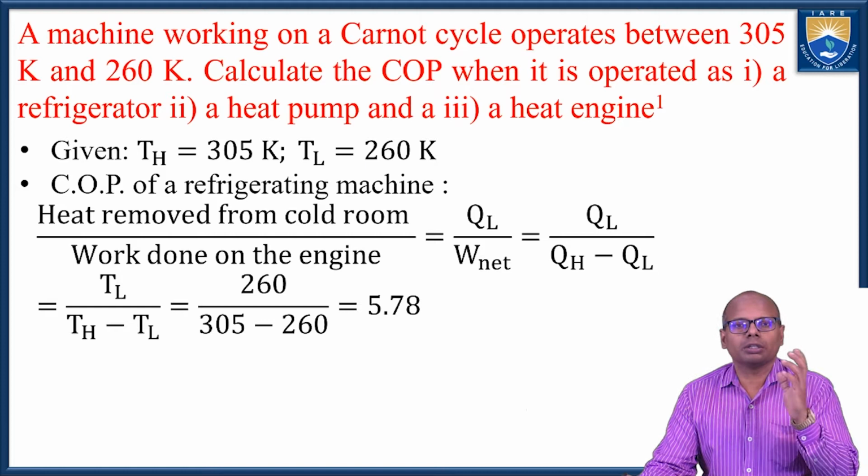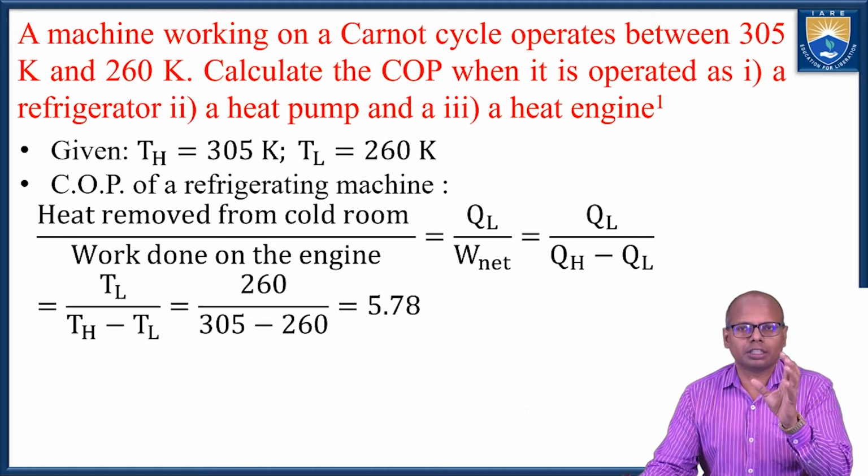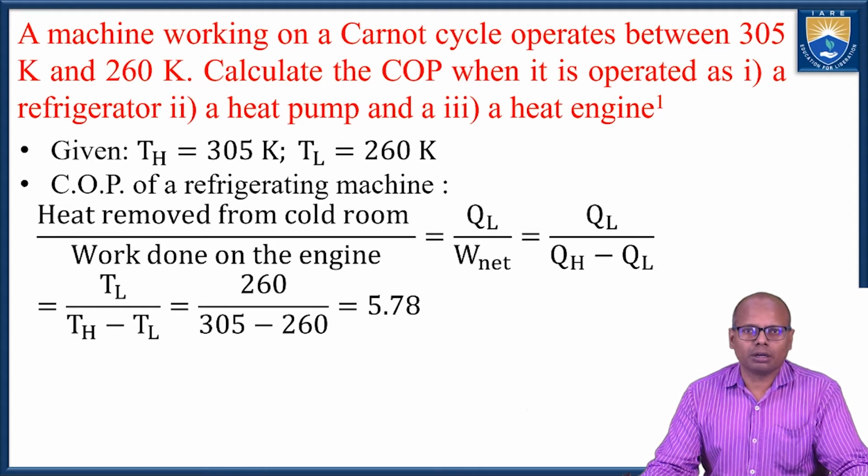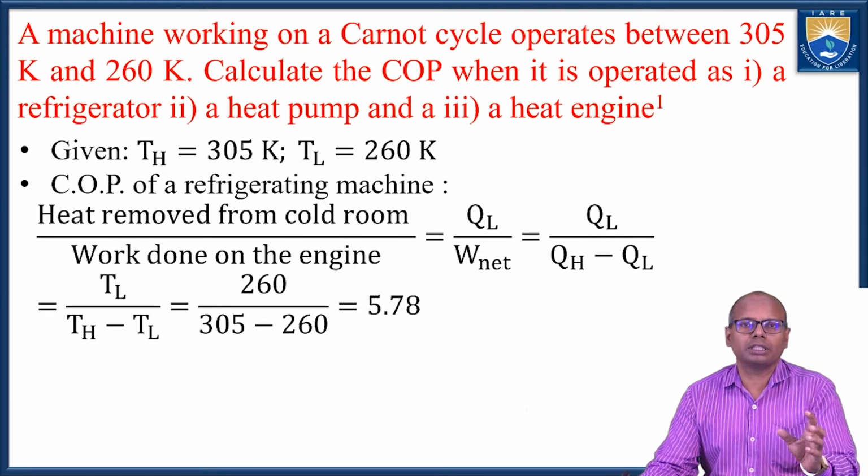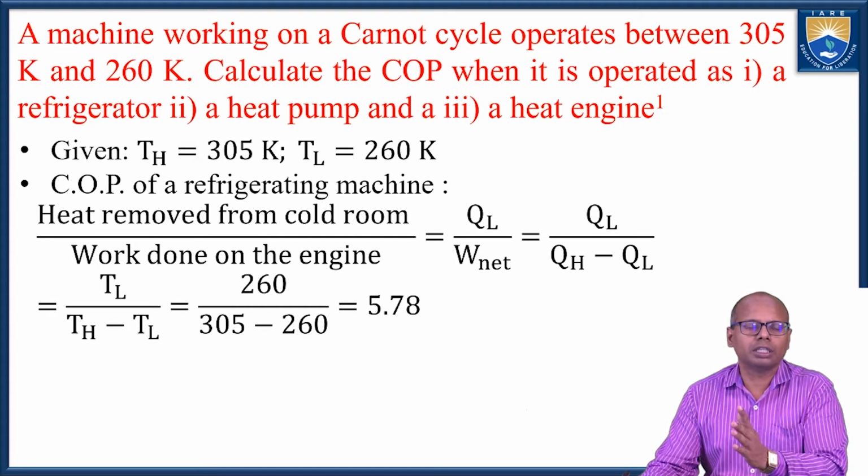So suppose the same machine can be working in three ways: it can be a refrigerator, or it can be a heat pump, or it can be a heat engine, provided it is working based on Carnot cycle. If it is working based on a Carnot cycle, the same machine can work as a refrigerator, as a heat pump, or as a heat engine.